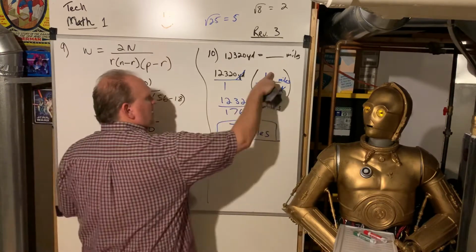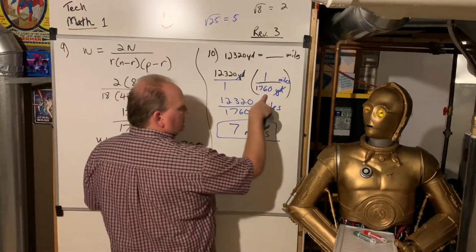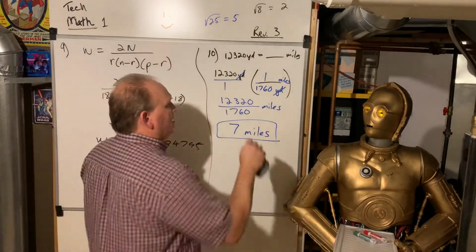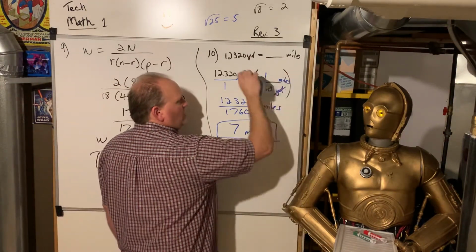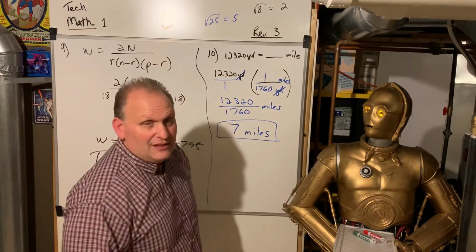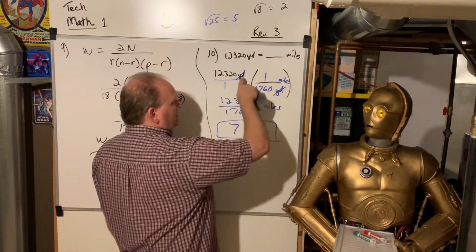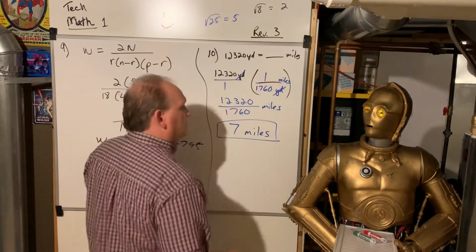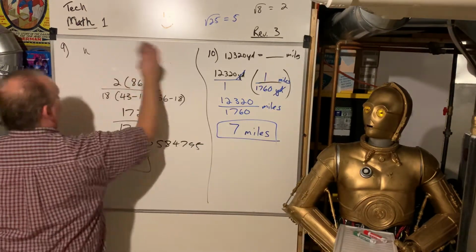So 1 mile is equivalent to 1,760 yards. So this is essentially like multiplying it by 1. The thing we did was we traded out the labels. And so, if this would have been miles and they wanted yards, I would have just flipped this around and the miles would have canceled. I would have been left with yards. All right.